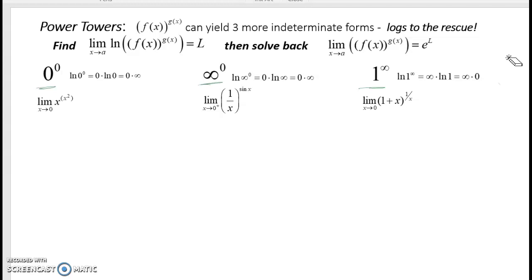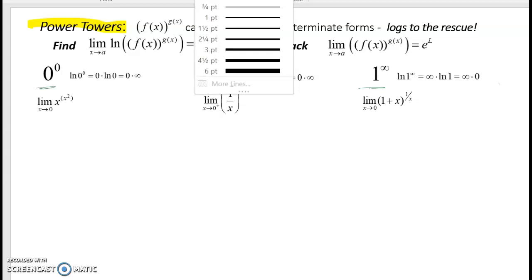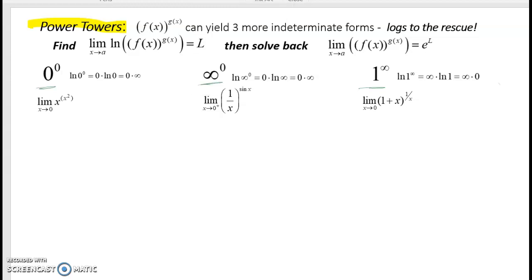So here we go. We have a new kind of function called a power tower. A power tower is just a function raised to another function. When we're looking at these power tower functions and taking limits of them, they can yield 3 more indeterminate forms. So we have 5 total indeterminate forms that we can look at, beyond that can all be changed back into 0 over 0 or infinity over infinity.